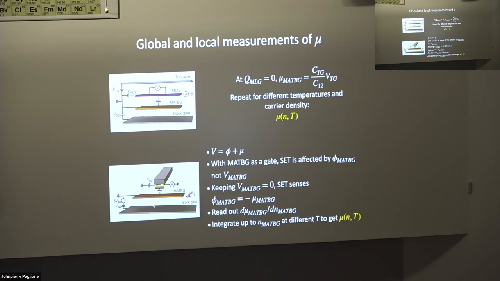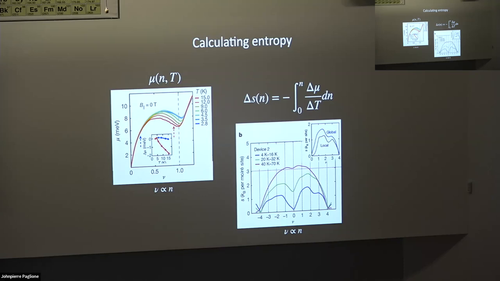And so by mapping out this chemical potential as a function of density in the magic angle graphene and the temperature, you can calculate mu as a function of N and T. That means that at any particular value of N, you can extract the entropy by this integrated Maxwell relation. So you have dS/dN is dμ/dT, so you just integrate up dμ/dT, and you can calculate the entropy as a function of N. And this is mu taken from multiple temperatures. They calculate delta mu over delta T. They get S of N, and this is what they find.